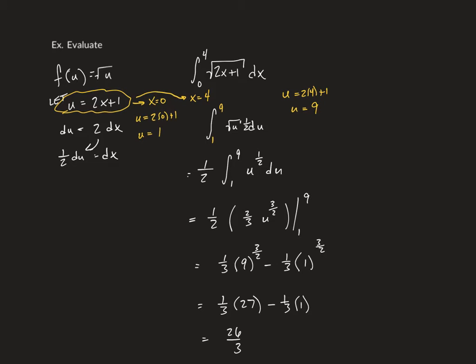I'm moving through it sort of quickly here. But the big key to this example is recognizing that now that it's a definite integral, I need to adjust my bounds of this integral when I use the u-substitution.